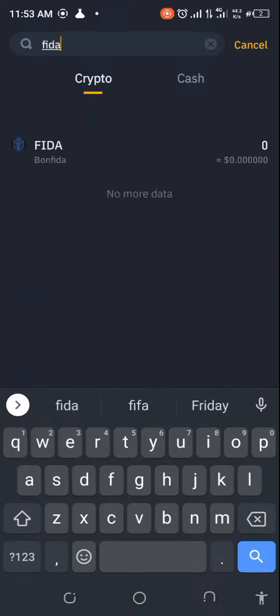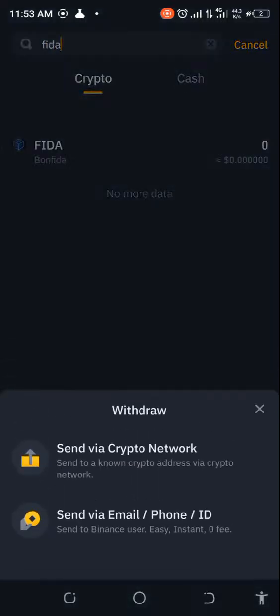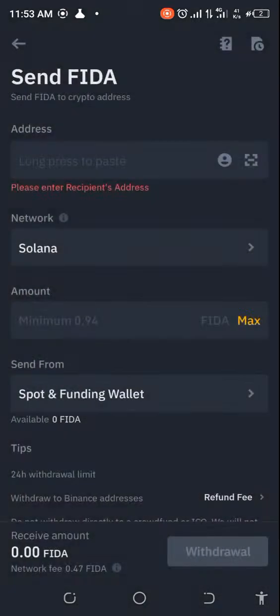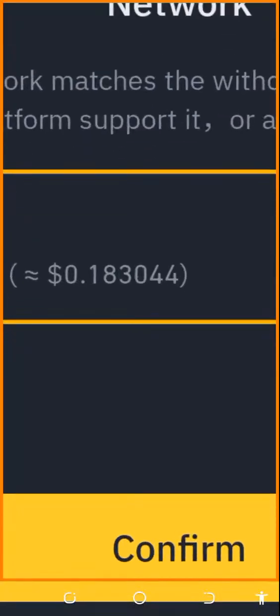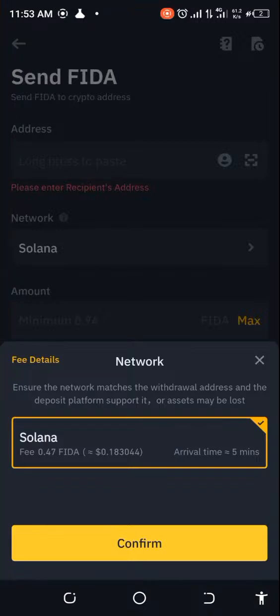FIDA, which is Bonafide, yeah. Then we'll click on that, and okay, so it's the Solana network. But how much does it cost? It costs us 18 cents. Wow, that's quite steep. Okay, but if we take off 18 cents, we'll still have 20.